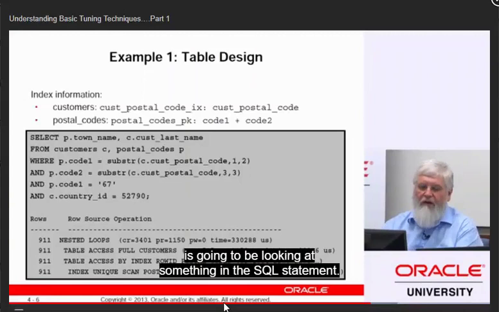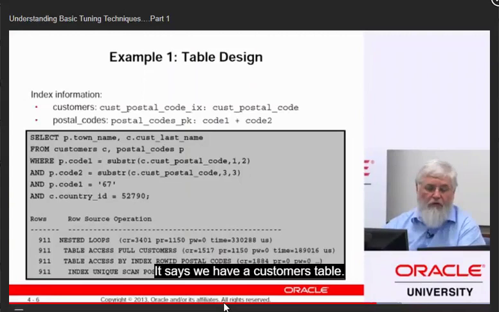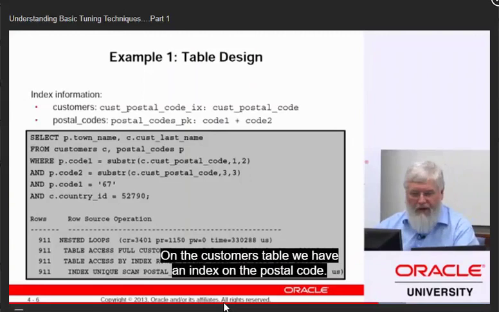We also have a second table called the postal codes table. And in there, we also have the postal code, but now it's broken up across two columns. We have a couple of digits in code1 and a couple of digits in code2. So we have an index called the postal code PK. PK is our short form for primary key index. For this, we also have an index on this one.